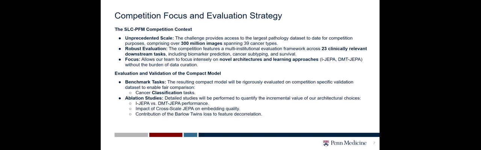Finally, our compact model will be evaluated on cancer classification and segmentation tasks using standardized competition datasets, coupled with detailed ablation studies to quantify the contribution of each architectural component and guide further development.